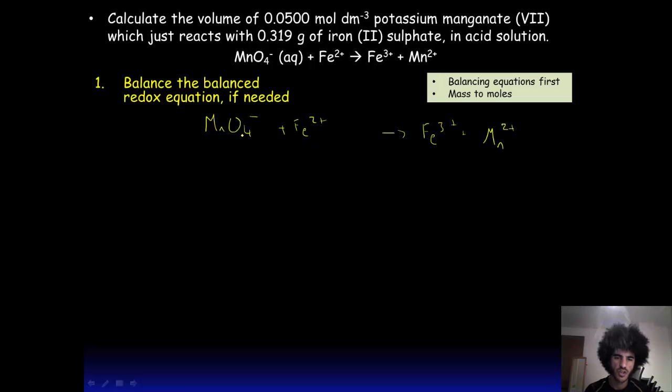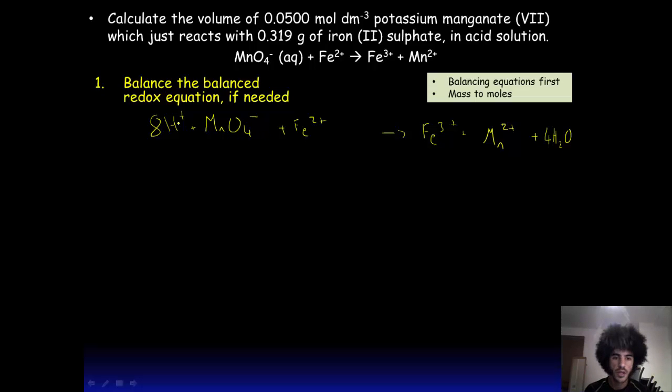Now, the first thing I can see is oxygens are there, so I need oxygens on this side by adding water. So I need 4H2O. To make everything balanced now, I need to sort the hydrogens out. I've got 8 over here, I need 8 over there, so let's add 8H+. Now you might think after that, I balanced it, aren't I clever?